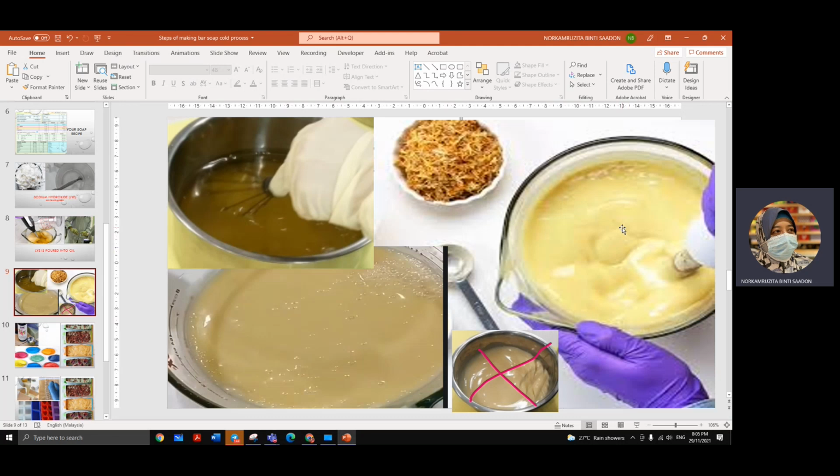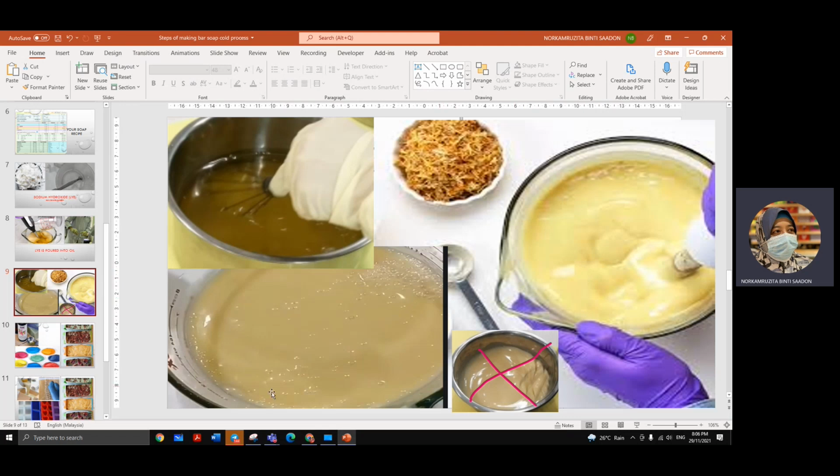You can add anything here. Let's say you want to add Quaker oats so that it functions as a scrub for your body. You want to put some flowers, but the flowers must be dried flowers. You cannot use fresh flowers. Anything that you want to put, you put it during this time. If you want to put the fragrance oil, this is the moment. Color also, this is the moment.